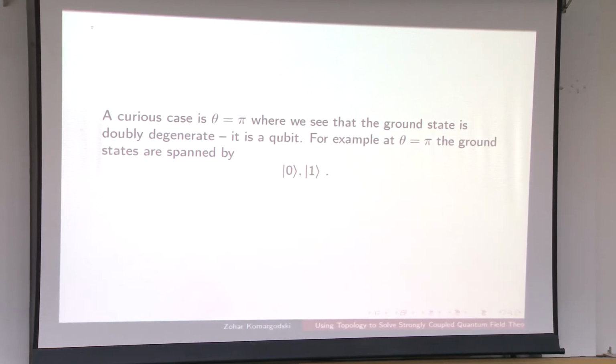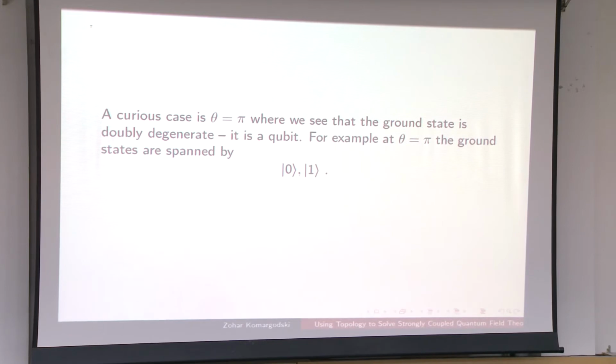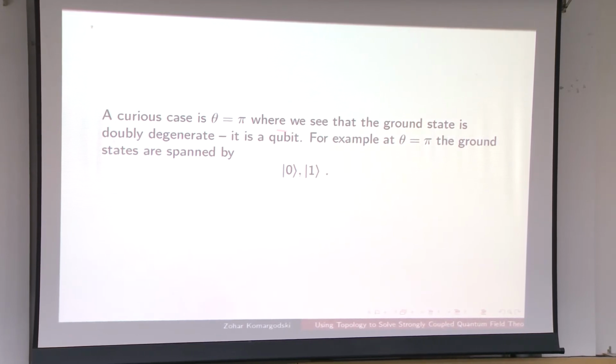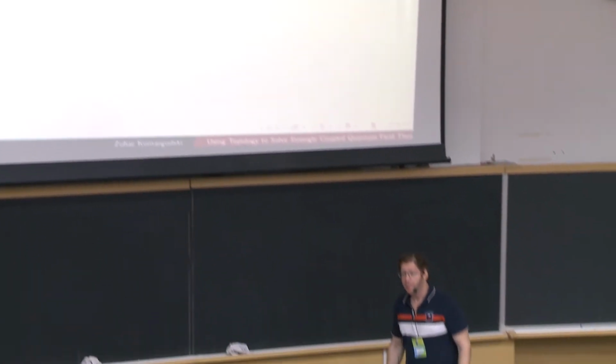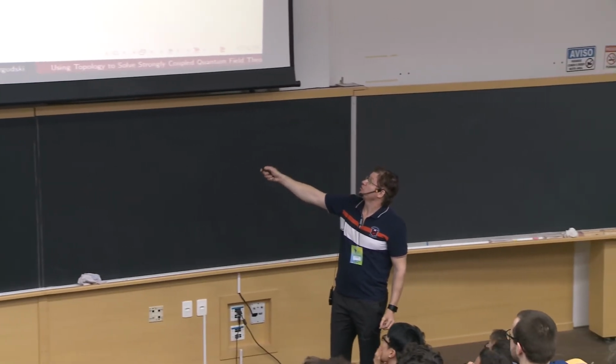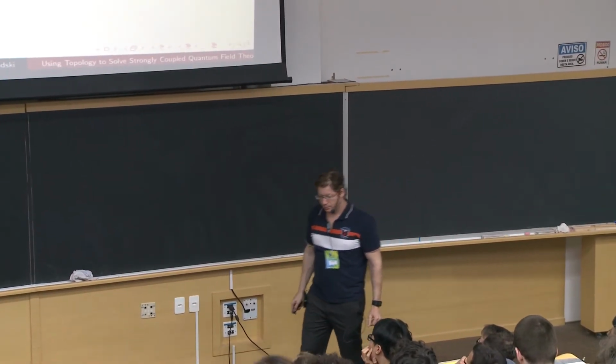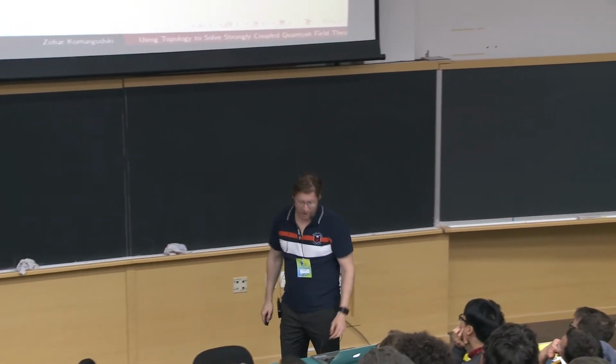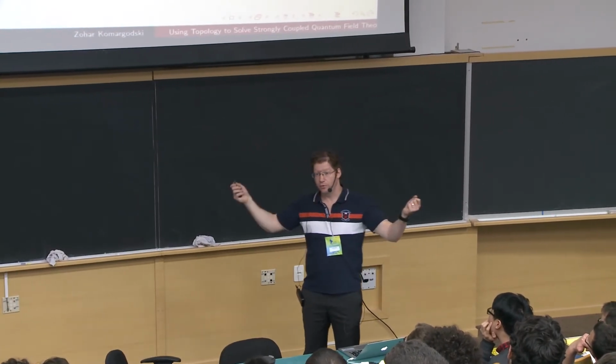So theta equals pi is interesting because there is a qubit. At theta equals pi, the ground state is twofold degenerate, and it's a free system, and there is a qubit. It's interesting, but not earth-shattering. But for applications, you might imagine that having a qubit that is protected might be interesting. So we would like to understand the nature of this qubit. Why is it there? And if we do some perturbations, would it go away?